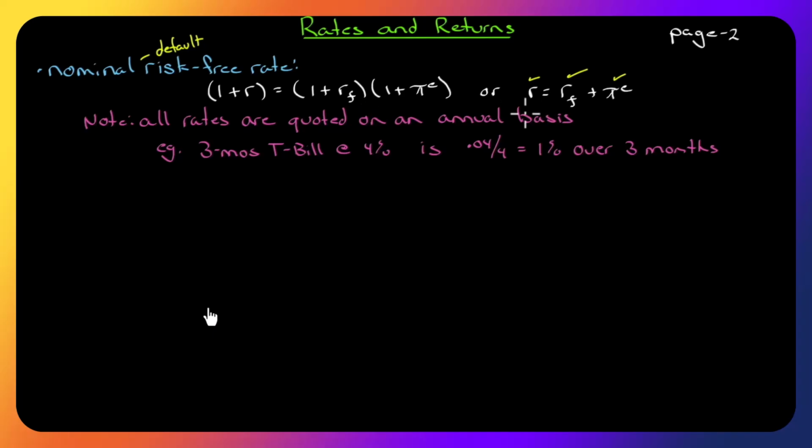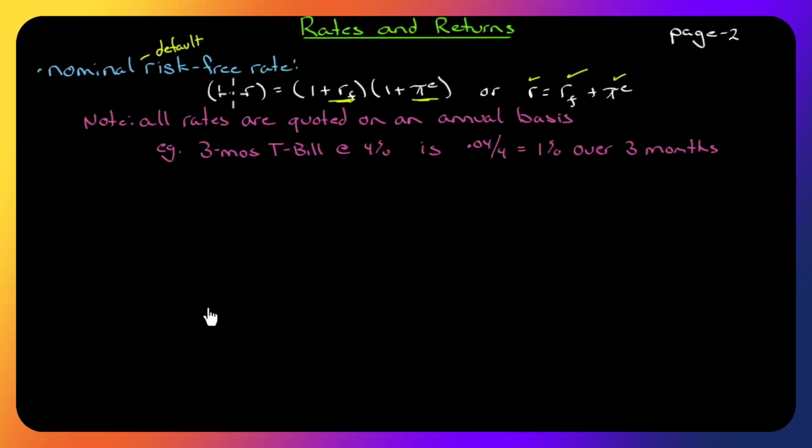But if you ever get to a question, let's say in a question bank or on the exam, where it's open to interpretation. Do I add them or do I multiply them? It will be clear. CFAI will state they should be multiplied, or they could be added. If you're multiplying them, it's 1 plus the default risk-free rate multiplied by 1 plus the inflation expectation, and that will give you 1 plus the interest rate.